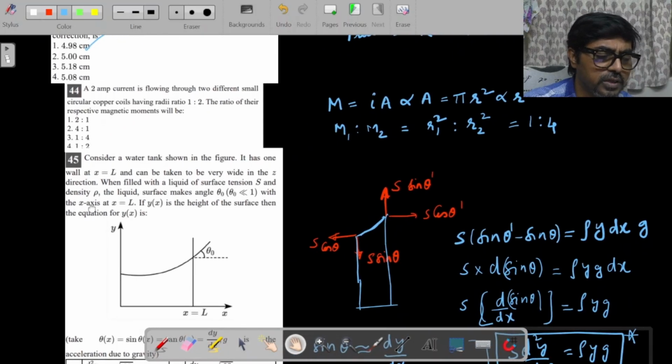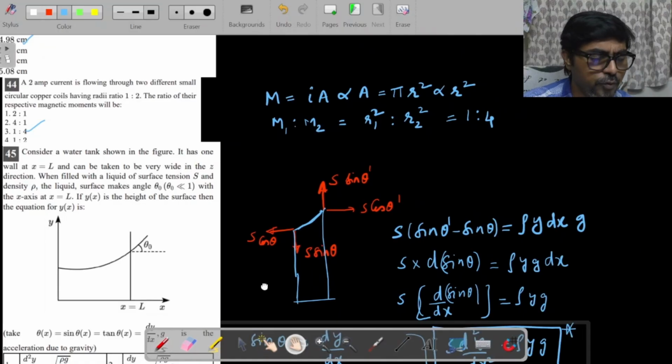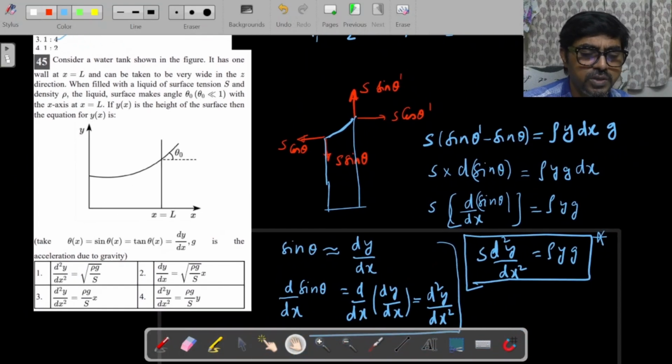1:4 is the answer for it. When radius is doubled, magnetic moment becomes 4 times. So, final question 45. This question is slightly tougher.